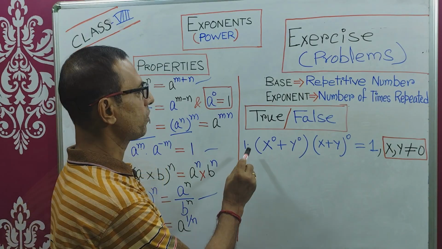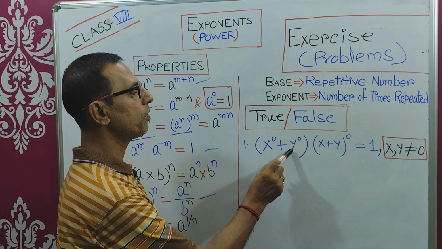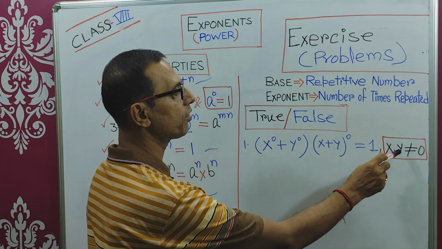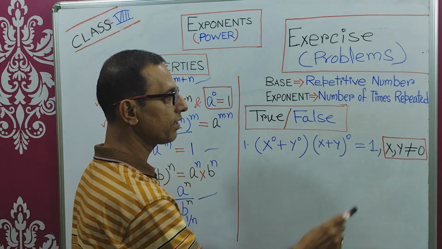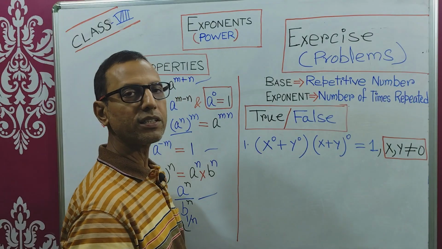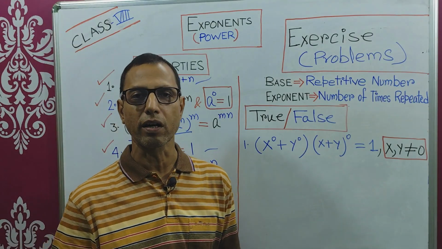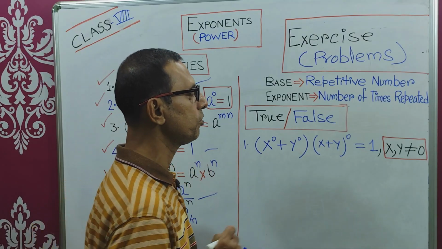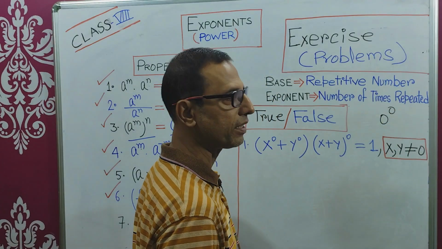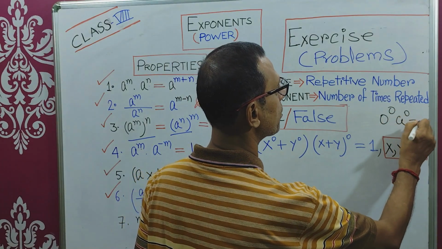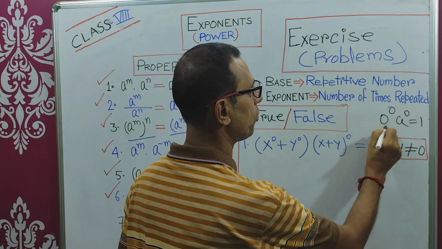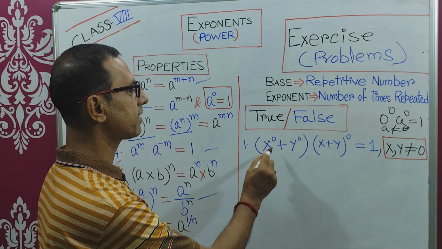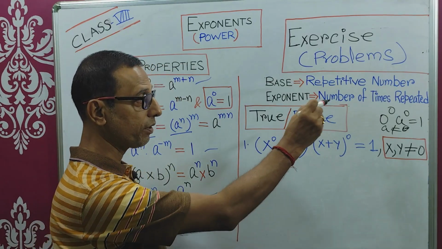and why. So the first one is x to the power 0 plus y to the power 0 into x plus y whole to the power 0 equals to 1, given condition x and y both not equals to 0. Why is this condition given there? Because anything to the power 0 equals to 1, as we explained, provided that the number is not equals to 0, because you cannot have 0 to the power 0. So when a to the power 0 equals to 1, that means a not equals to 0. That is the condition, right? That is why it is given x and y not equals to 0. Then you can utilize that formula.